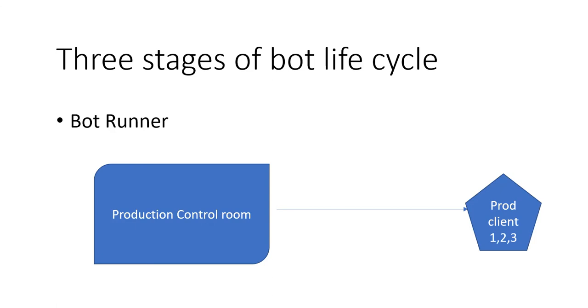And the third stage of the bot lifecycle is the bot runner in the production control room, or production environment. So suppose you are creating 10 bots or 5 bots.